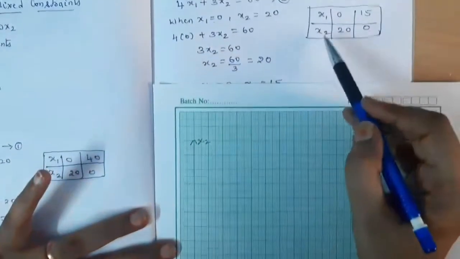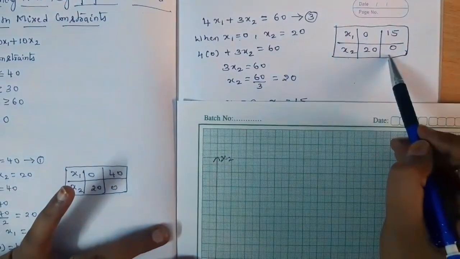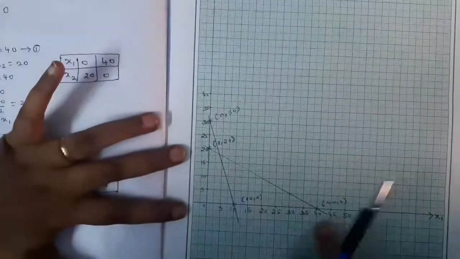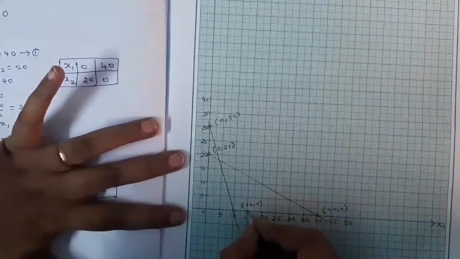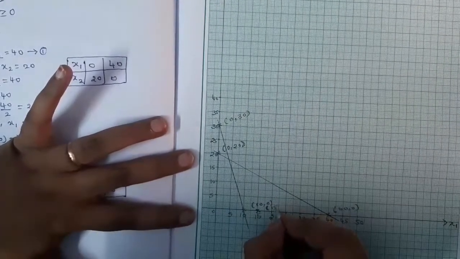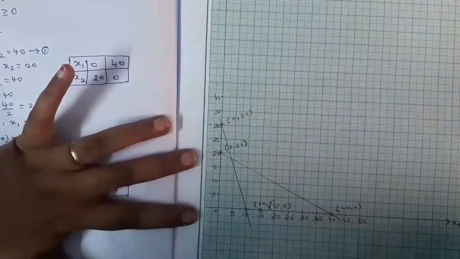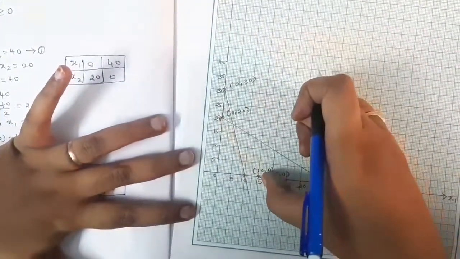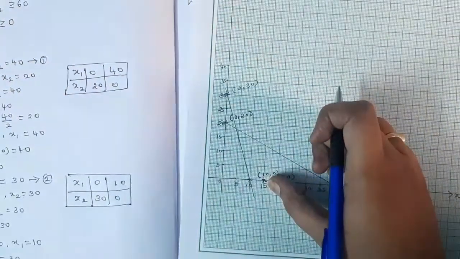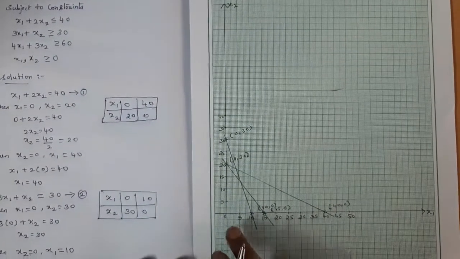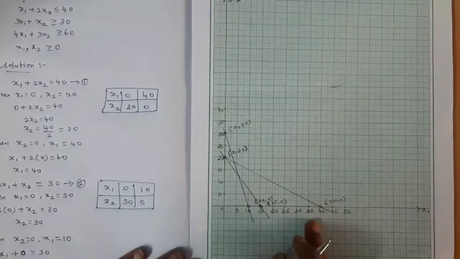Next, when x2 is 0, x1 we have got 15. So this is the point, and here write down (15, 0). From the earlier point, you need to join to 15 now. So using a scale, join these points. So now we have joined all the points.